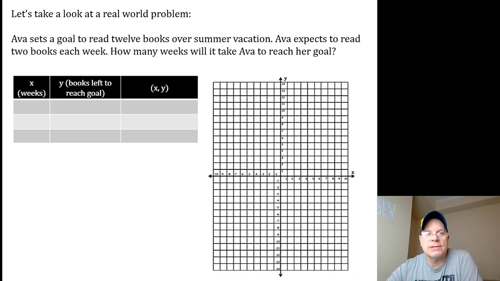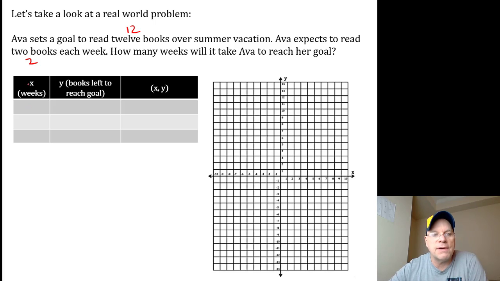Now, I know you guys can read that and just say, okay, starting with 12 books, reading 2 a week, it's going to take 6 weeks. 12 divided by 2 is 6. But I want you to see how this looks as a function. She's reading 2 books each week. The answer should be 6. Well, let's graph it. Let's think about the linear equation and see how much important information is in the graph and is in the linear equation.